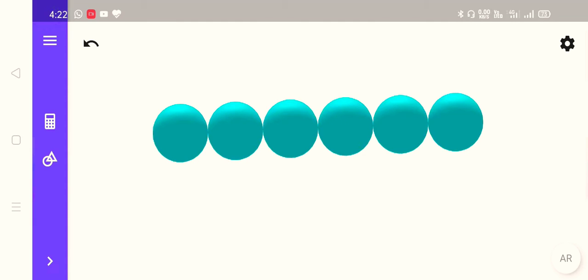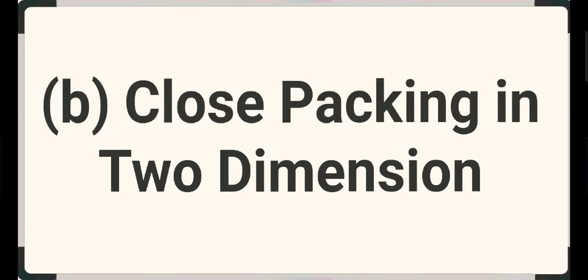Now let us move on to the second point, close packing in two dimensions. Close packing in two dimensions can be obtained by placing rows of close packed spheres. That means our first point, close packing structure in one dimension, this one dimensional row will be our baseline. In first point, we arranged spheres side by side in a straight row to create one dimensional arrangement. Now to create two dimensional arrangement, we will use those rows as a starting point.